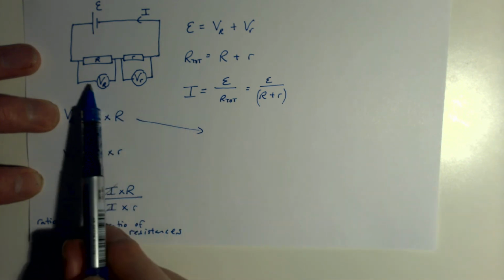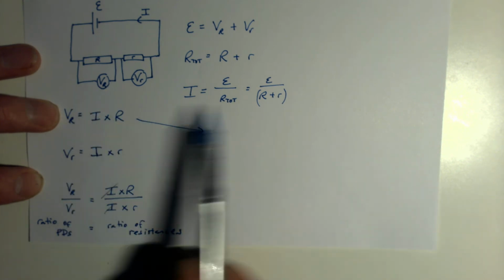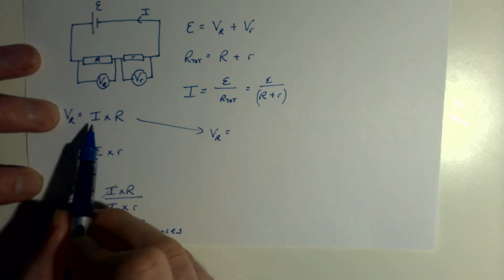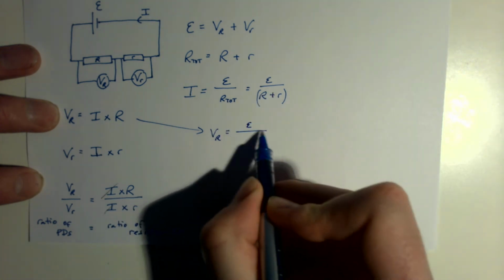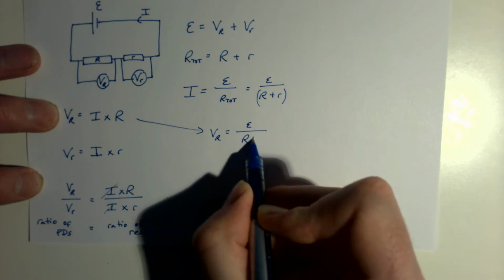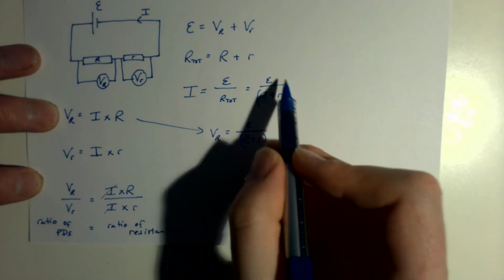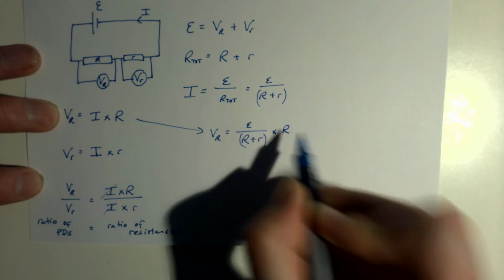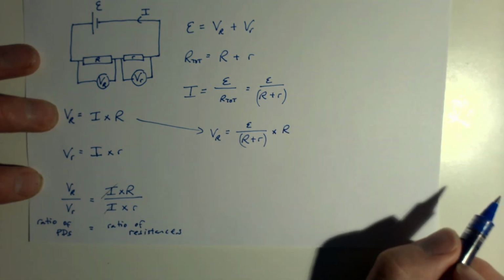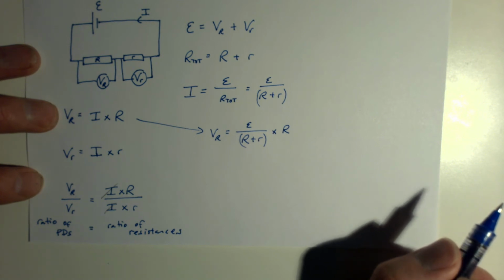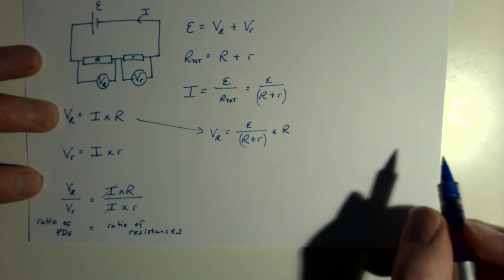So the potential difference across this resistor is the current times resistance, but this is the current. So instead of current, we can put this, EMF over the total resistance. I'll keep it as R plus r. So all of that together is the current times R. Now we could just rearrange that a little bit.